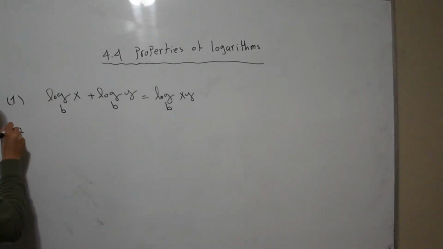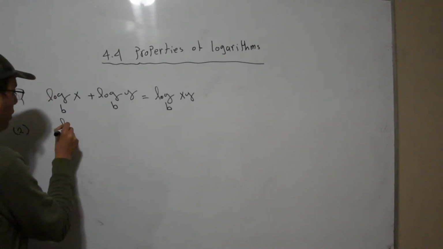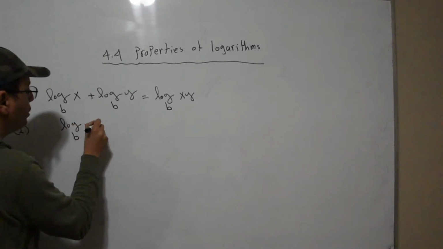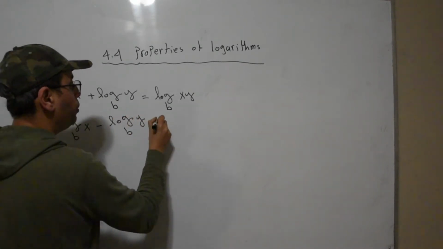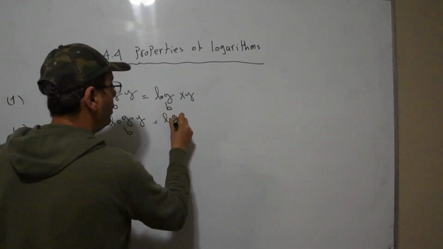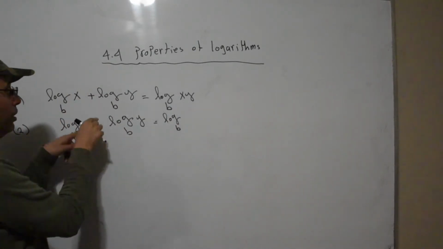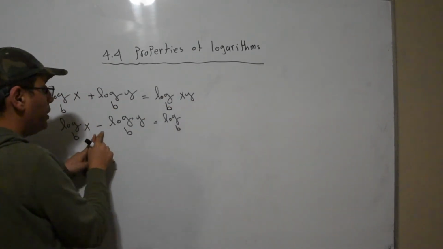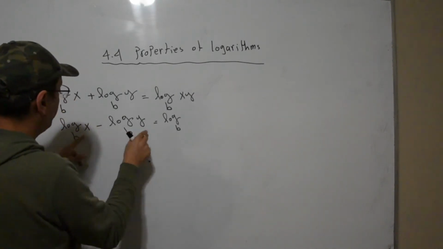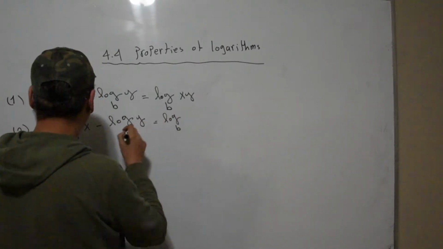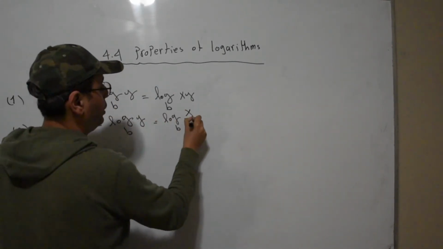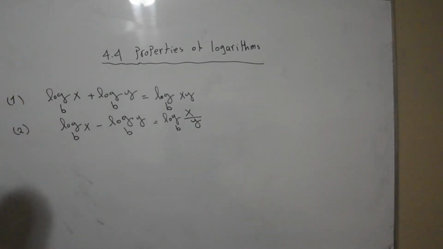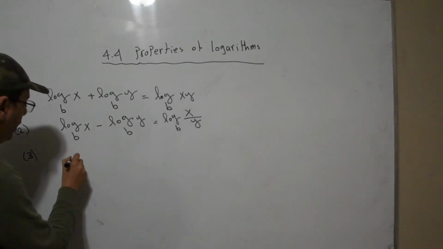Let's get the subtract, similar to that. Log base b of x minus log base b of y equals the same thing, and guess what? When we add, we make a product. When we subtract, we make a division of the arguments. So the positive one is on the numerator, and the negative one must be in the denominator. Okay?